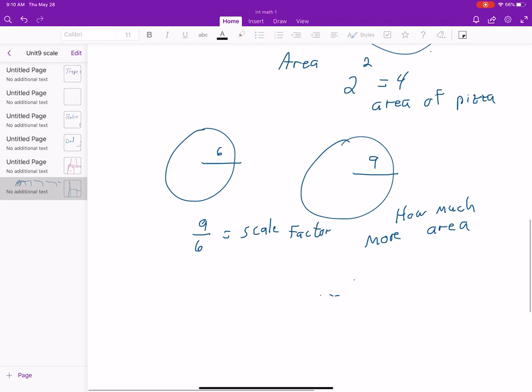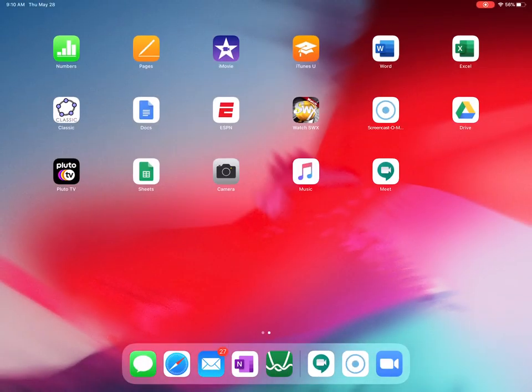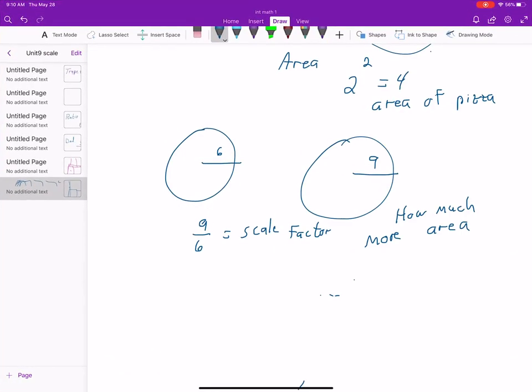So I'm going to scoot that down here. Let's find that. I'm going to take 9 and divide it by 6. Really, I can just reduce this down to 3 over 2, which would be 1.5 times. That's the scale factor. Remembering area, though, doesn't go up by just that. You have to take the 1.5 and square it.